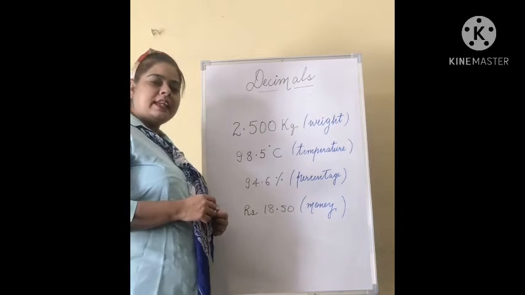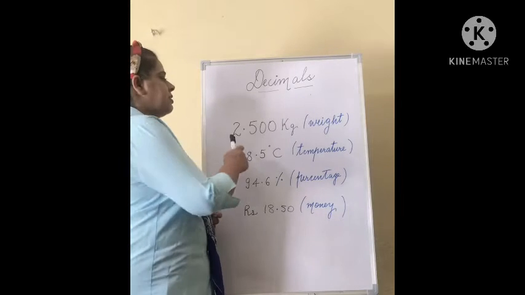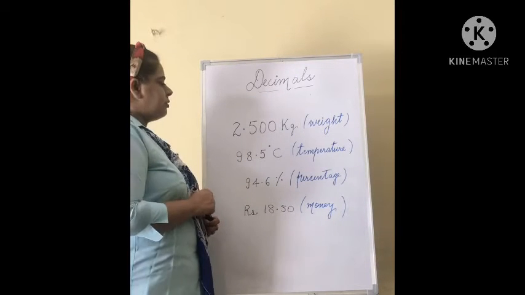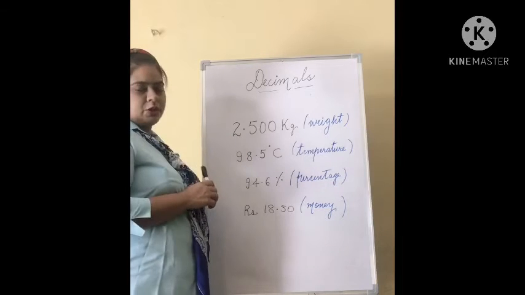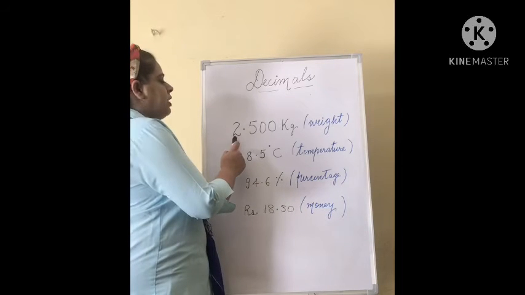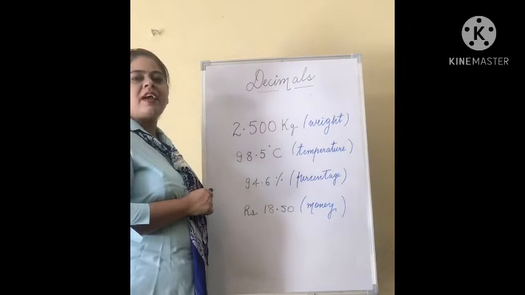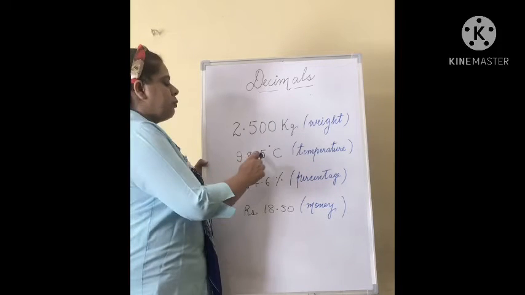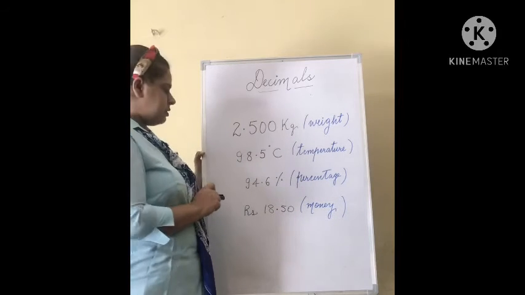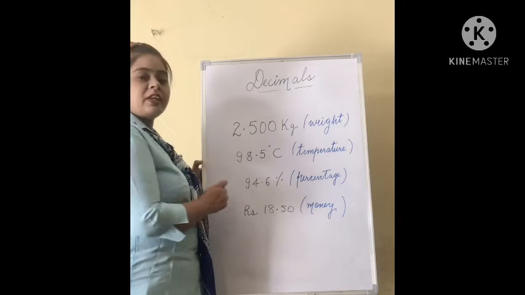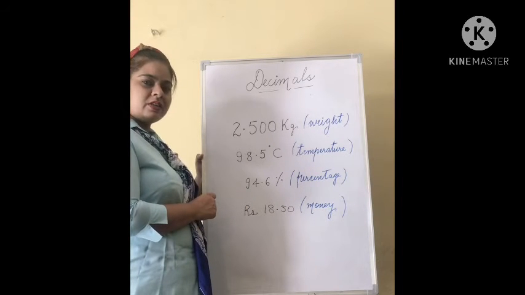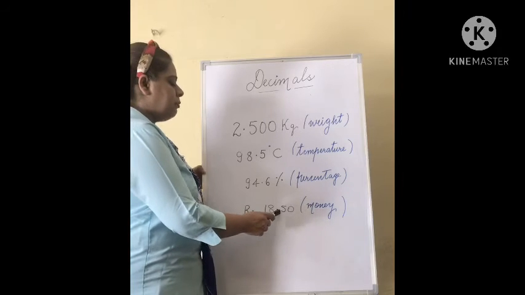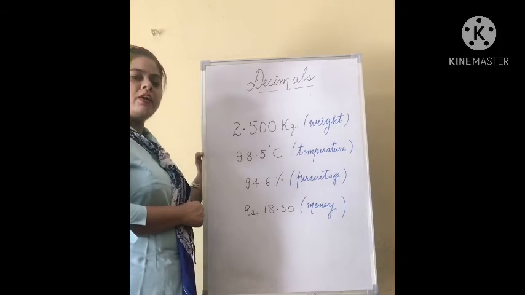Children, in our daily life, we come across many examples like these. Now, let's discuss these examples first. You went to market and you ask, Bhaiya, please give me 2.5 kg apples. You find that you are having temperature 98.5 degree Celsius. You scored 95.6 percentage in your class 5 and you pay rupees 18.50 for a notebook.